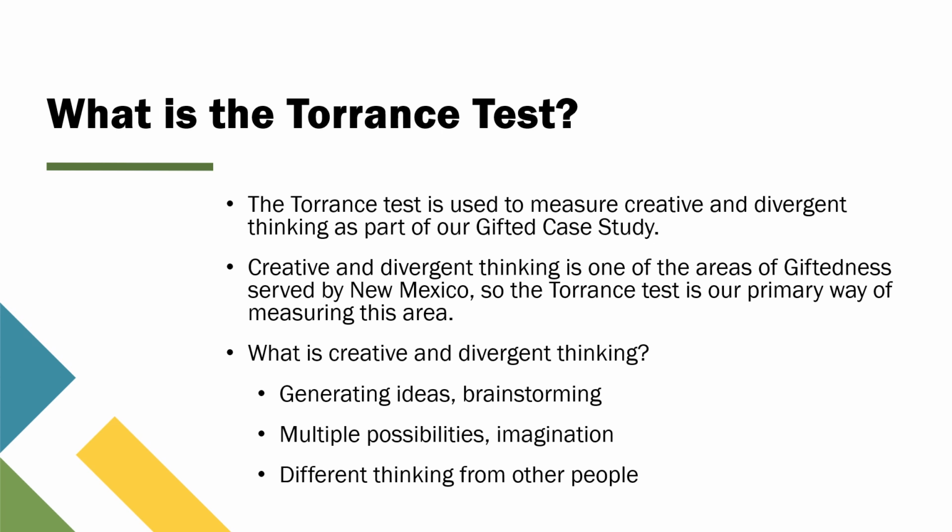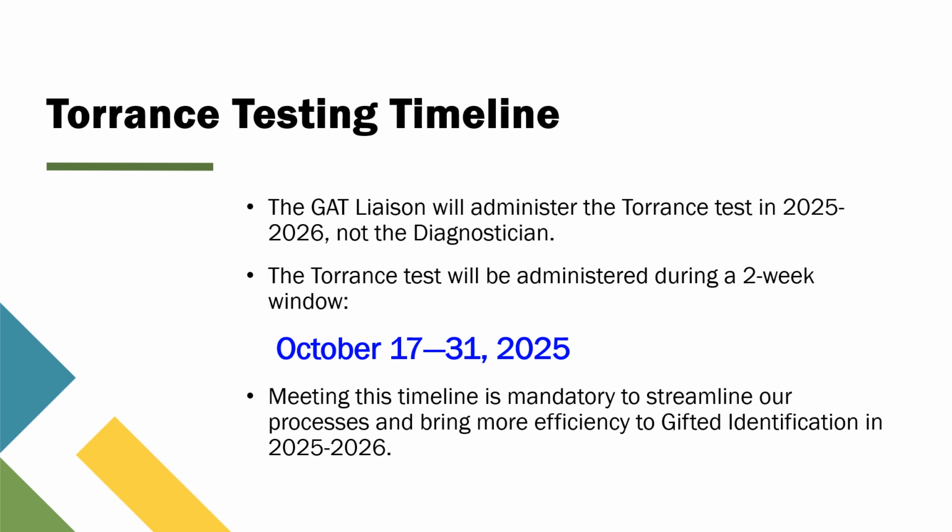The Torrance test measures 13 sub-areas within creative or divergent thinking, merging them into a single score called the Creativity Index, which can then be compared to others of the same age. The GAT liaison will administer the Torrance test in 2025-2026, not the diagnostician. The diagnostician will instead focus on 4 other tested areas to include general intellectual ability, nonverbal intellectual ability, and specific aptitude or achievement in math and reading.